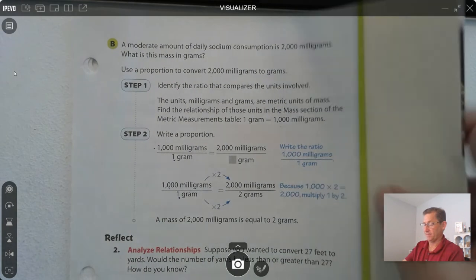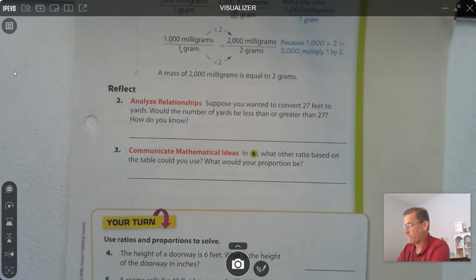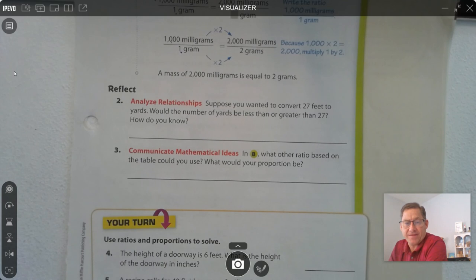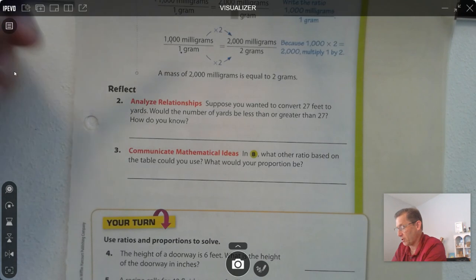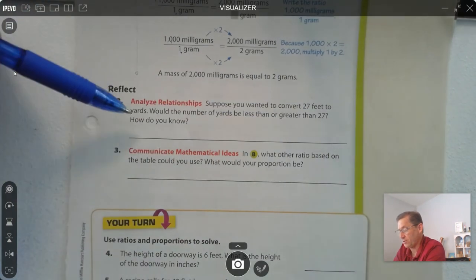All right, so let's try some of these. What if we wanted to convert 27 feet to yards? Would the number of yards be less than or greater than 27? And how do you know? Well, which one's the larger unit? Are feet larger or are yards?